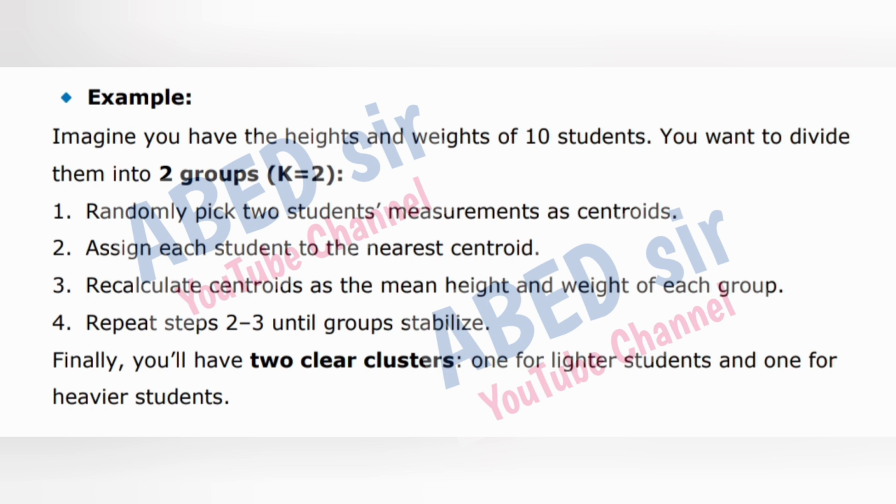Example. Imagine you have the heights and weights of 10 students. You want to divide them into two groups, K equals 2. 1. Randomly pick two students' measurements as centroids. 2. Assign each student to the nearest centroid. 3. Recalculate centroids as the mean height and weight of each group. 4. Repeat steps 2 to 3 until groups stabilize. Finally, you'll have two clear clusters, one for lighter students and one for heavier students.